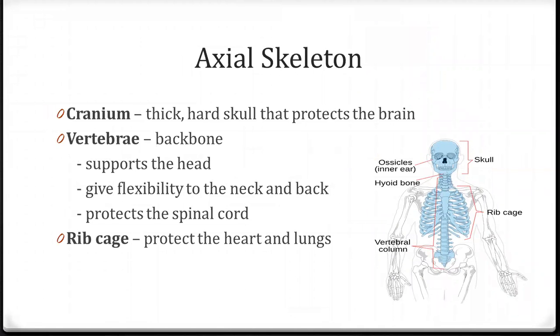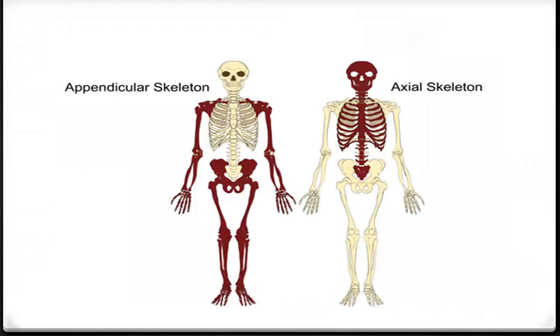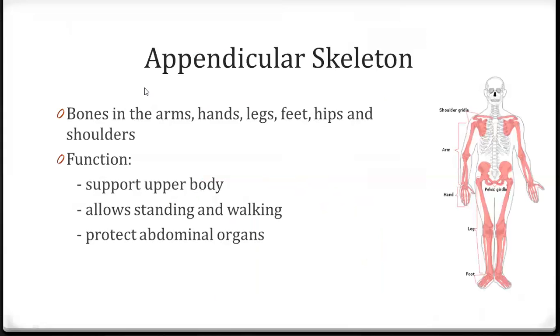The cranium is the thick, hard skull that protects your brain. Vertebrae is your backbone. It supports the head. It gives flexibility to the neck and back, protects the spinal cord. Rib cage protects the heart and lungs. This is just a picture of the axial skeleton compared to the appendicular skeleton, which is basically everything else. Okay, so these are the bones in the arms, hands, legs, feet, and hips. The function is to support your upper body, allow standing and walking, and protect your abdominal organs.